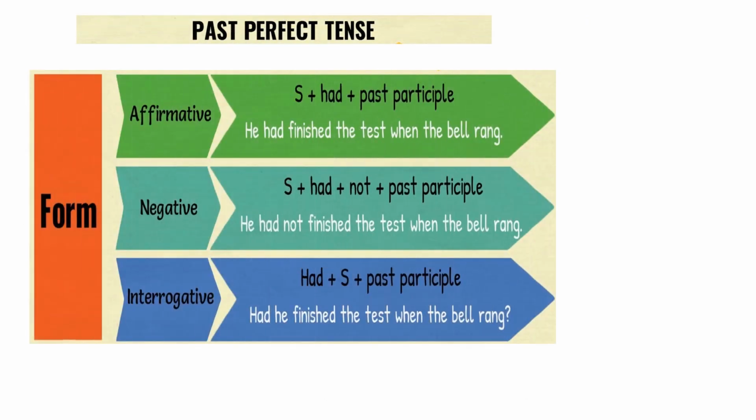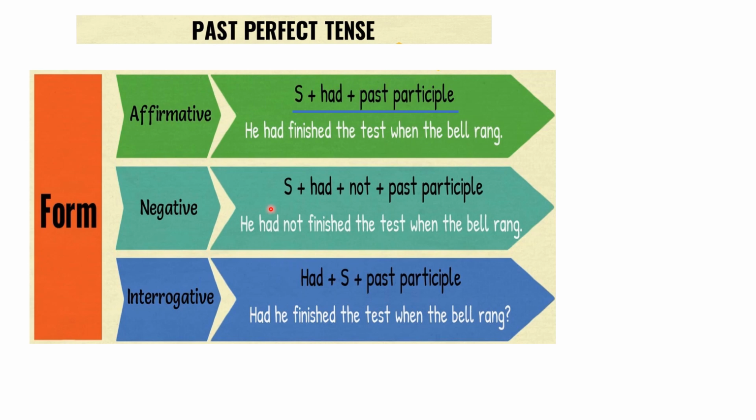Let's recall past perfect tense. Remember, we have three forms of sentences: affirmative or statement, negative, and interrogative or question form. In making affirmative sentences, we are going to use subject plus had plus past participle. He had finished the test when the bell rang. He, subject, had, and past participle, and the other verbs in the sentence should be in the past simple form.